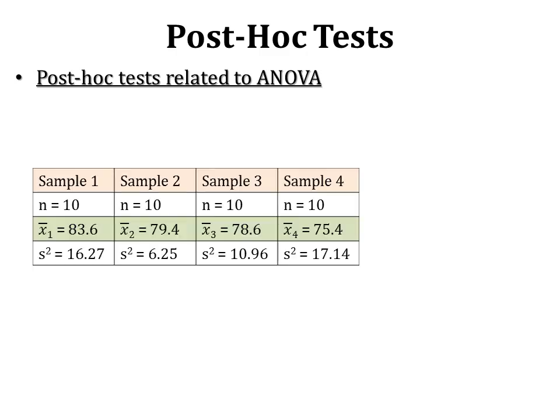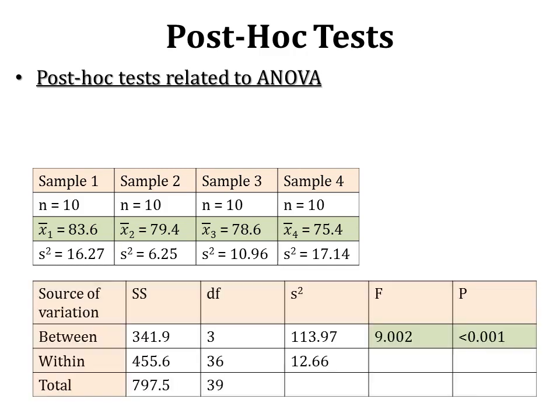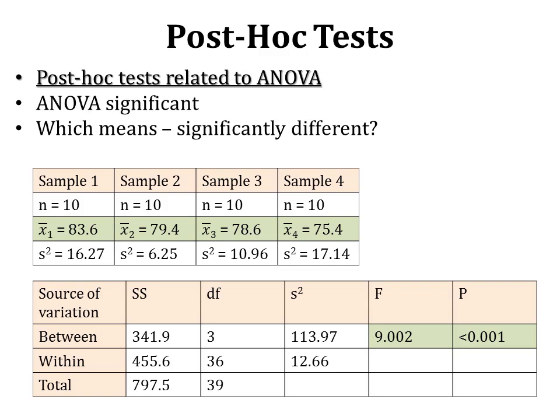Now, another example, so we have 4 samples here. The mean of sample number 1 is 83.6. For sample number 2, this is 79.4. For sample number 3, this is 78.6. And for sample number 4, this is 75.4. So when we perform ANOVA, we find that these means are statistically significantly different from each other. But again, the question is, which means are specifically different from each other, right?